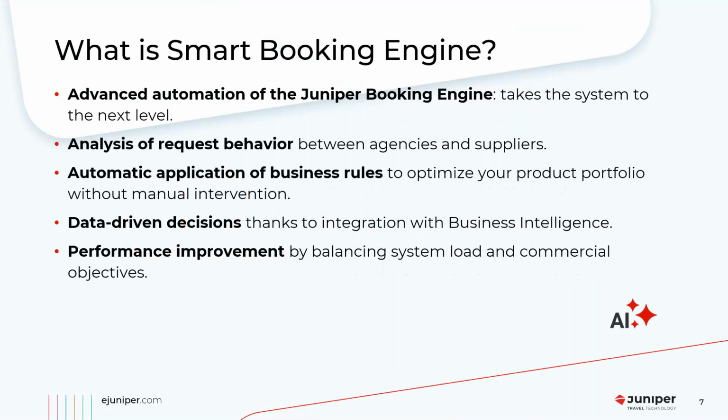So Smart Booking Engine analyzes the behavior of requests received from your agencies and sent to your sellers, and applies automatic business rules to optimize the product portfolio you return without manual intervention. Thanks to its integration with the business intelligence module, which you also have a webinar available about, it makes decisions based on real data to improve system performance and balance your operational load with your commercial goals.